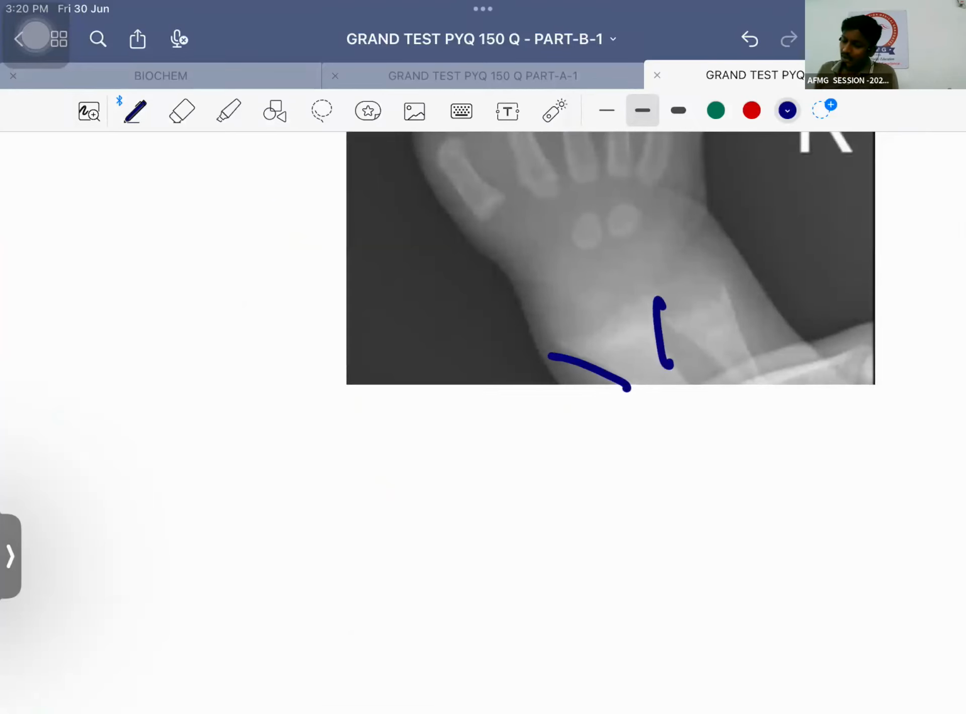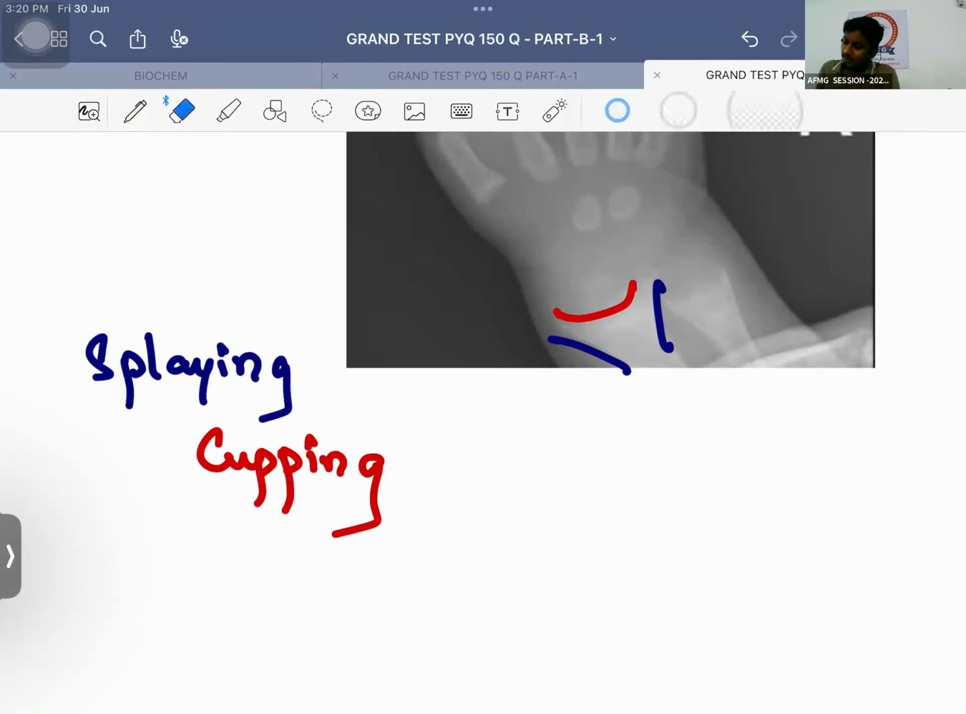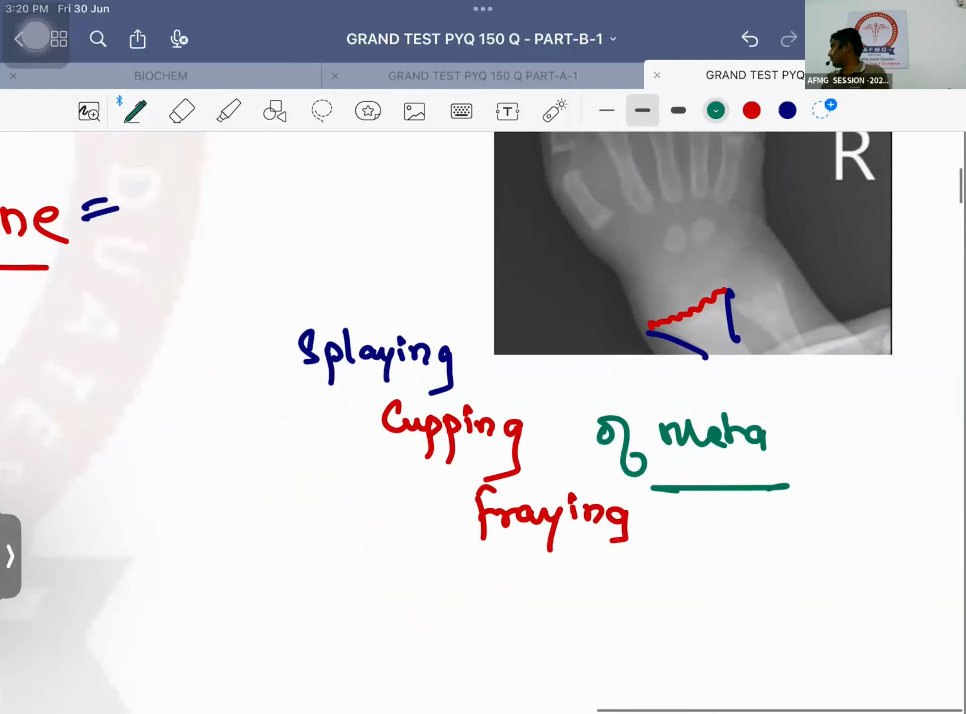क्या दिख रहा है? First of all, the metaphysis is widened. This metaphyseal widening is known as splaying. Then you can see there is a cupping at the metaphysis. So there is cupping usually which is seen. And third, if I say the border दिख रही है, sharp है या irregular है? Irregular है ना? So this is called as fraying. So splaying, cupping and fraying of metaphysis is the characteristic feature of rickets. ठीक है?